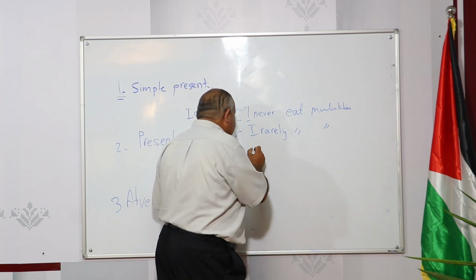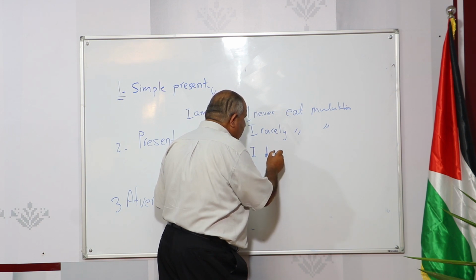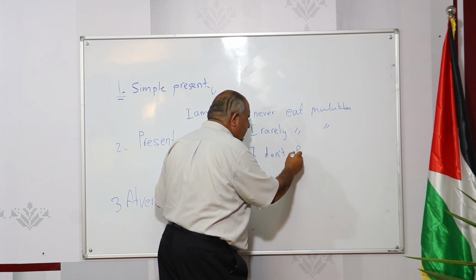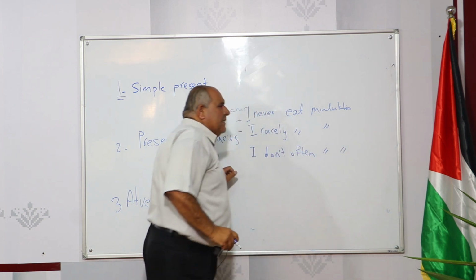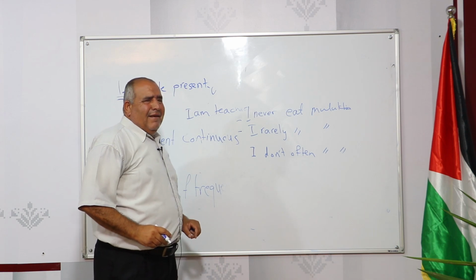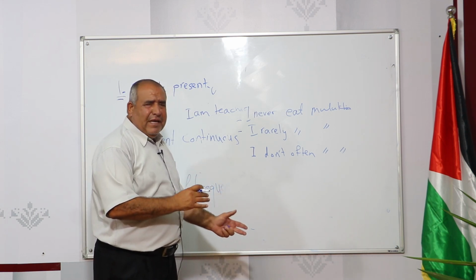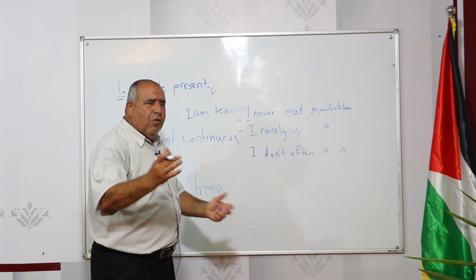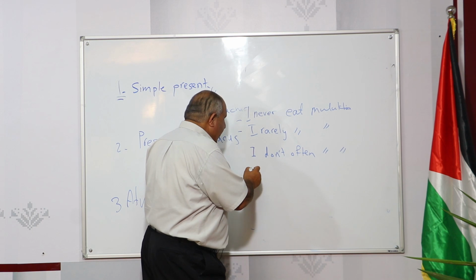Or you say, I do not often eat ملوخية. Which means, yeah, it is the case that you don't eat ملوخية, but it happens sometimes that you may have it once or twice, two times in your life, in the year.